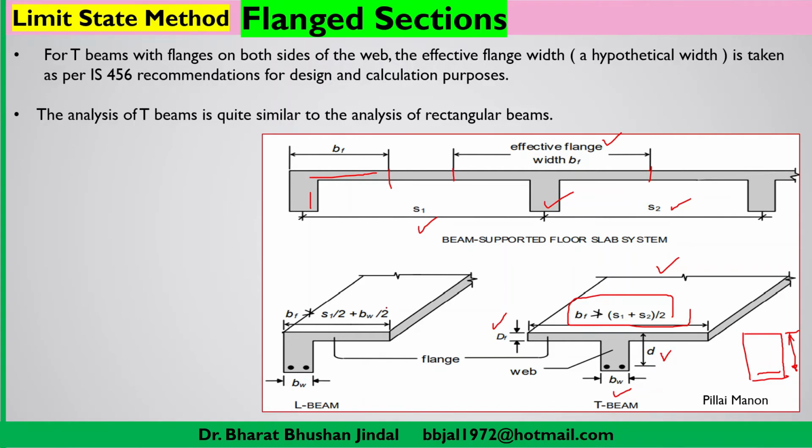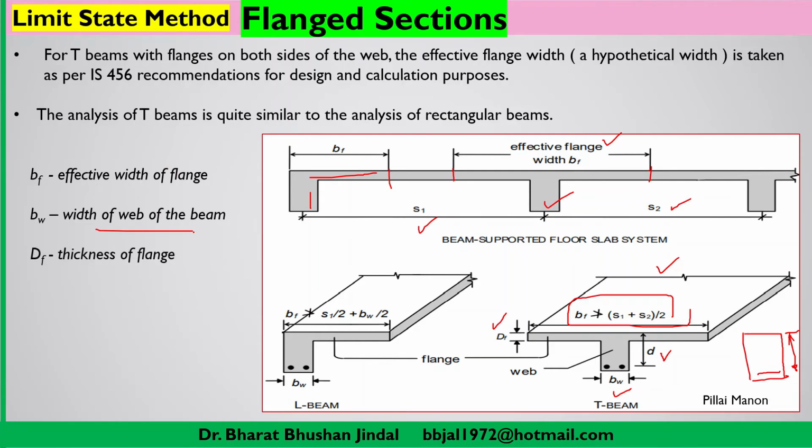Similar terminology we can use here, and the information is available in IS 456. So what is bf here? bf is the effective width of the flange, bw is width of the web of the beam, capital Df is the thickness of the flange, or you can say depth of the flange or thickness of the slab, and small b, which we are considering, is the actual width of the flange. So you have to take into consideration that your actual width of flange should not be greater than effective width of the flange.